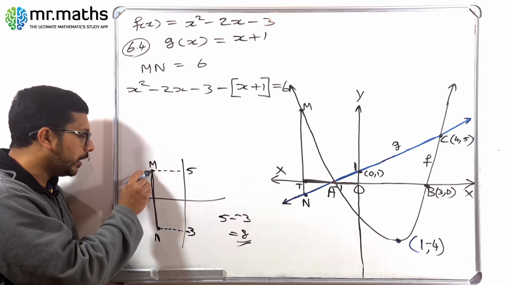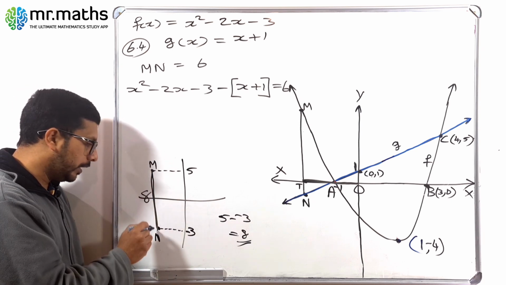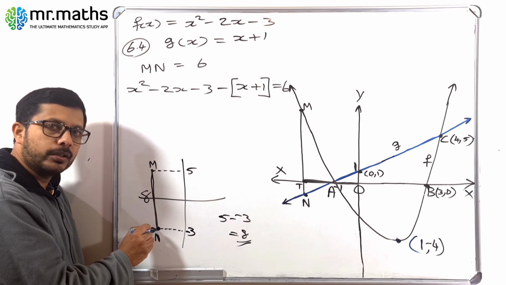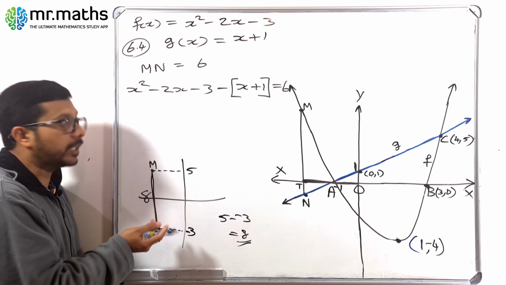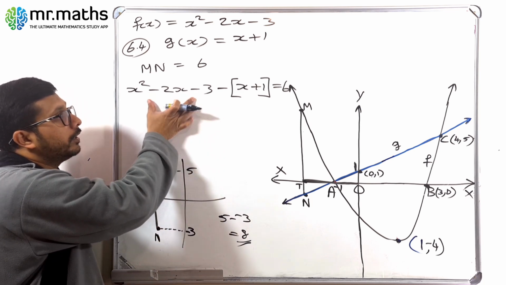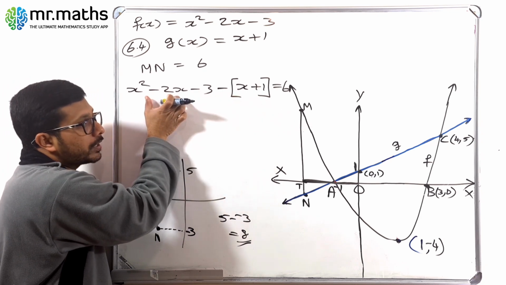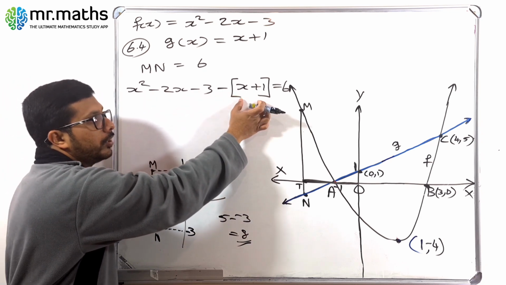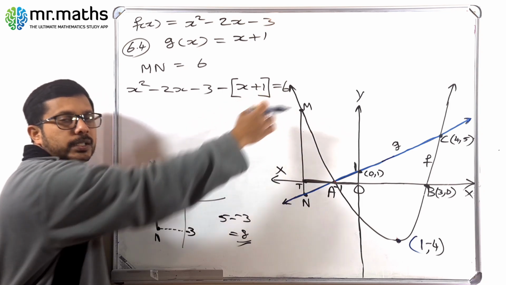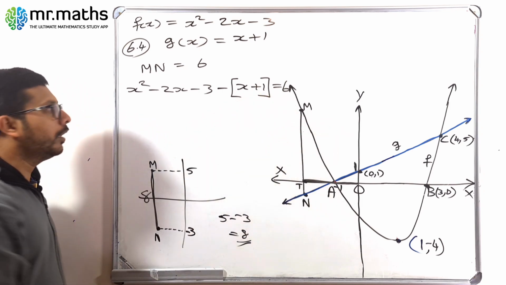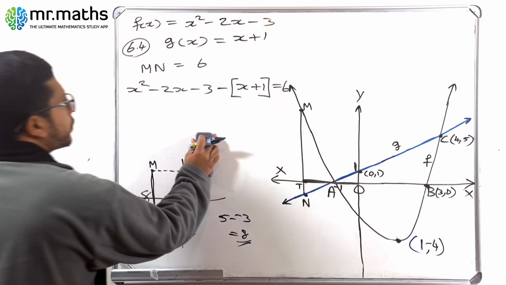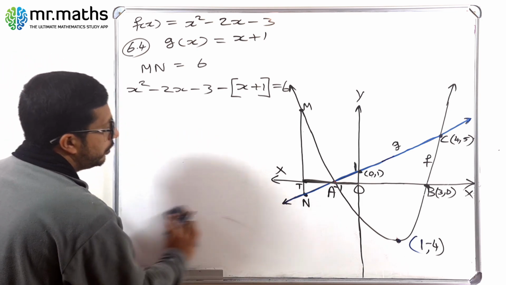That means from here, what is the y, minus here, what is the y? You know, y is the same as f of x. That is why we are doing it like this. That f of x minus this g of x, that is, the y of the f of x graph minus the y of the g of x graph, that is 6 units.